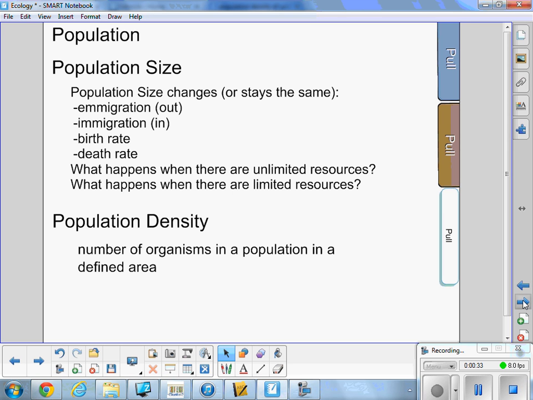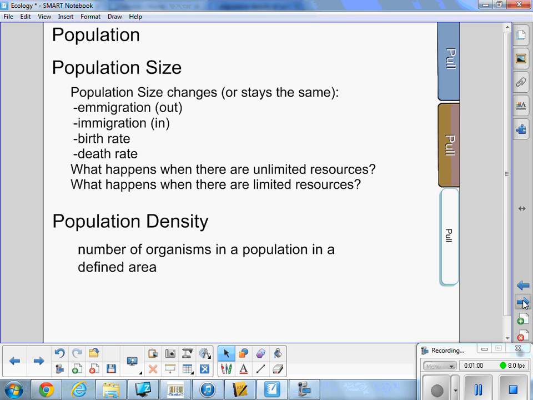So first we need to know what a population is. We've already discussed that a population is a group of organisms of the same species that live in a defined area. And so there's a number of things that we need to take into consideration when we look at a population. One of those is population size. Sometimes population size can stay the same, but that's probably not going to happen unless there are limited resources.